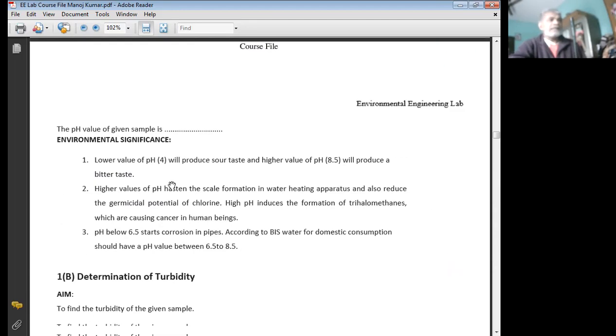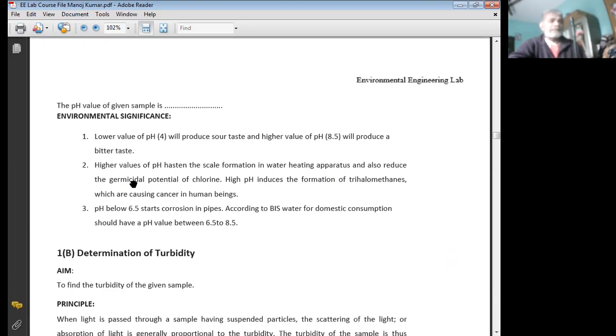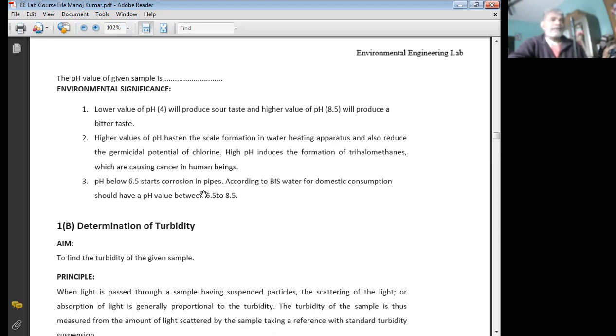These are the results. This is the experimental significance. A lower pH value will produce a sour taste and a higher pH value will produce a bitter taste. A higher pH value causes scale formation in water heating apparatus and also reduces the germicidal potential of chlorine. High pH induces the formation of trihalomethanes, which cause cancer in human beings.